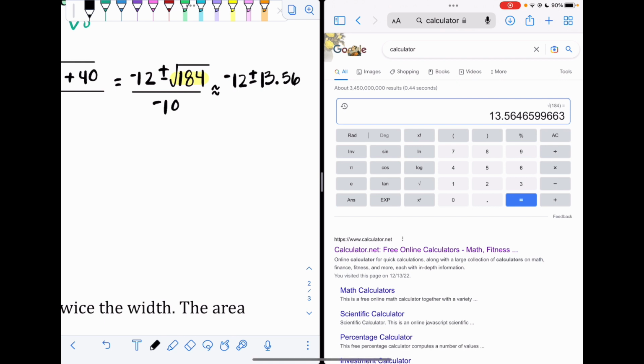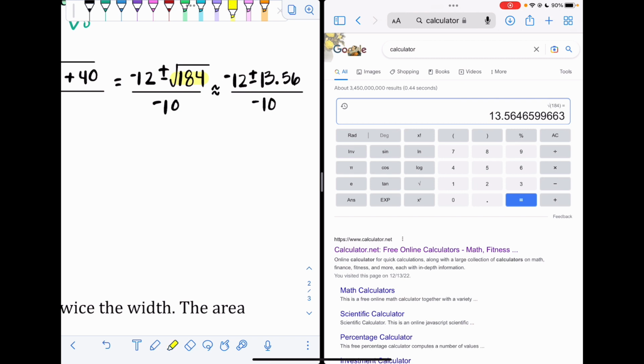So if we want to round to 2 decimal places, we'll look at the third number after the decimal place, and the third number is a 4. So I don't need to round the 6 up or anything. I only round for 5 or above. So negative 12 plus or minus 13.56 over 10.